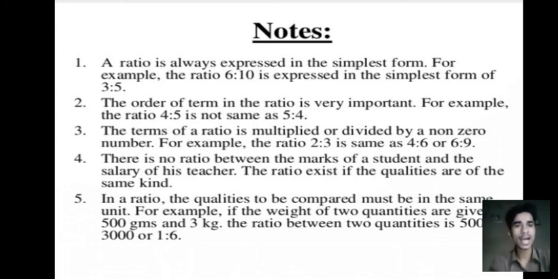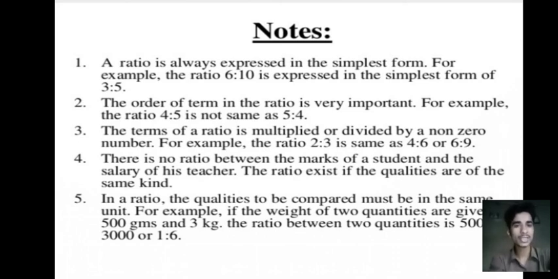Notes: a ratio is always expressed in the simplest form. For example, the ratio 6:10 is expressed in the simplest form as 3:5. The order of terms in the ratio is very important. For example, the ratio 4:5 is not the same as 5:4. The terms of a ratio can be multiplied or divided by a non-zero number. For example, the ratio 2:3 is the same as 4:6 or 6:9.